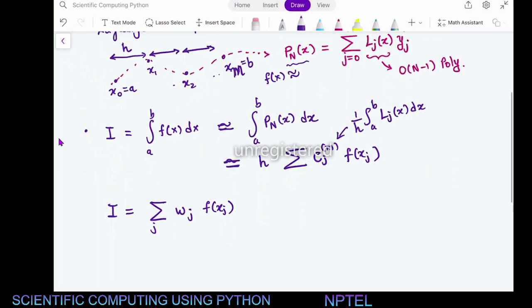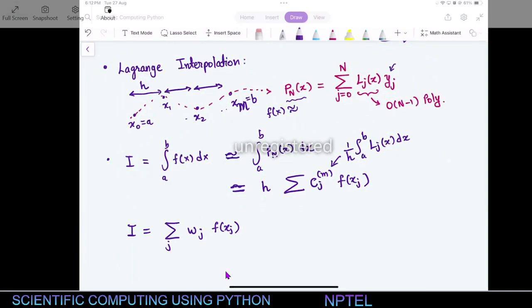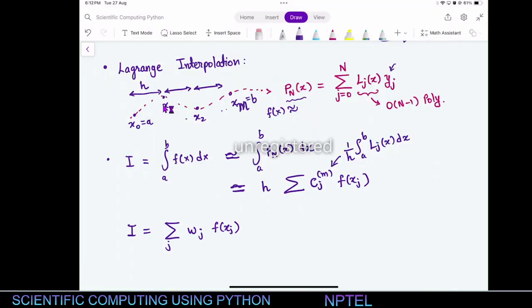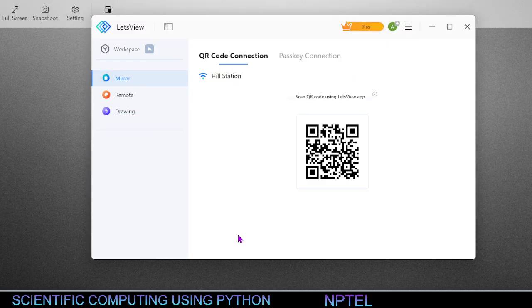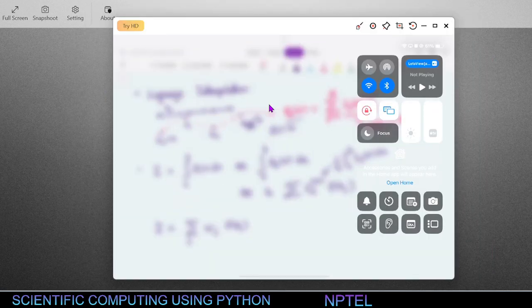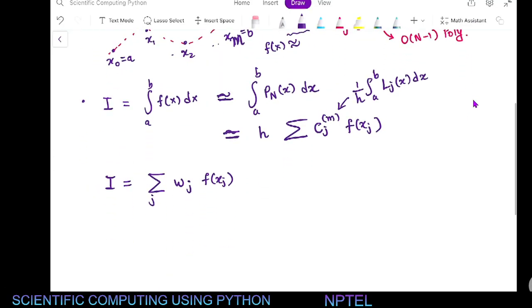So why is it showing unregistered? I'm sorry about this.